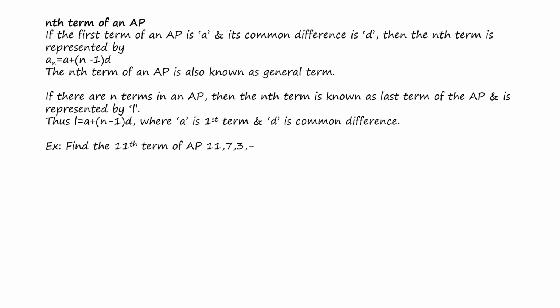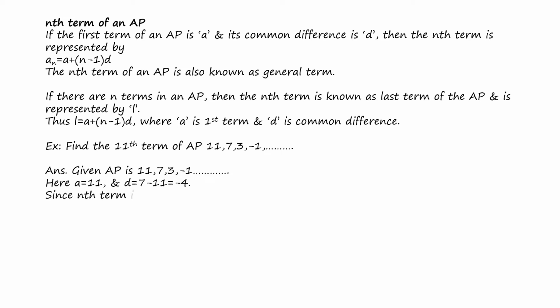Let's see an example. Find the 11th term of the AP. Here the given AP is 11, 7, 3, minus 1, and so on. So here the first term a is 11 and the common difference is 7 minus 11, or 3 minus 7, which is equal to minus 4.